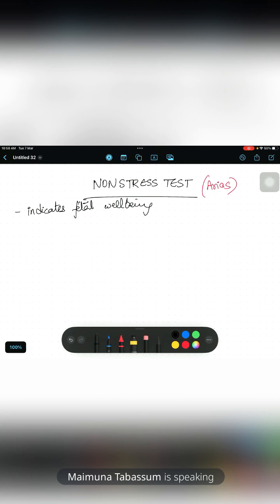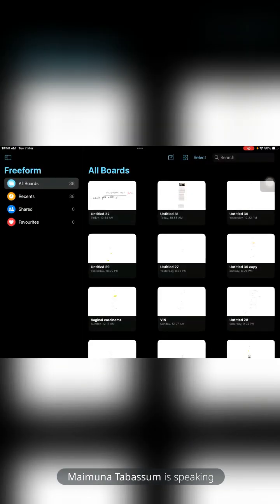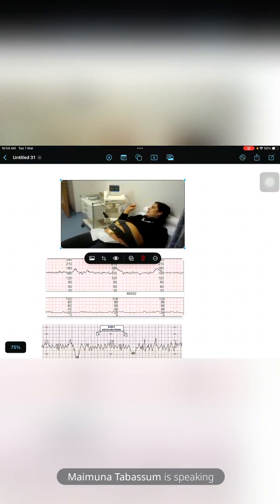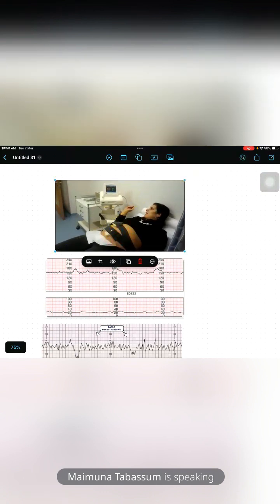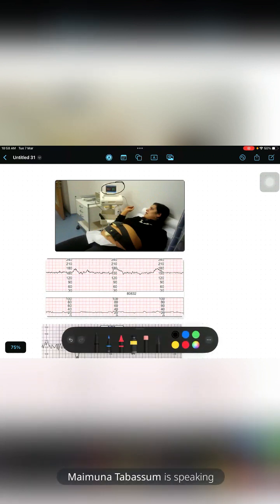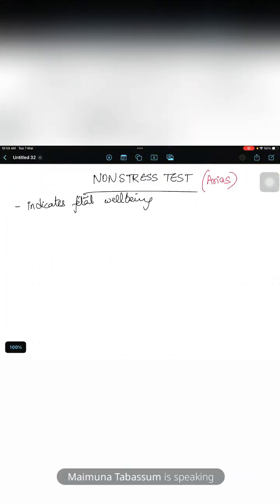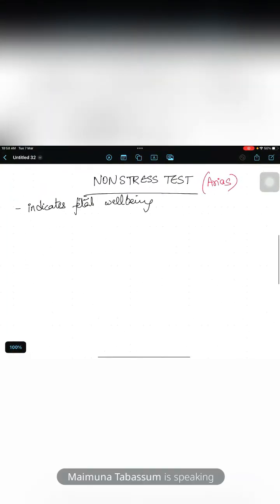So let me show you this. You will be practicing it in day-to-day life. So this is the NST machine. This is the non-stress test. This is the monitor here. This is to monitor the contractions, to look for any contractions, and this transducer is to note the fetal heartbeat. So this is about the non-stress test. It indicates fetal well-being.